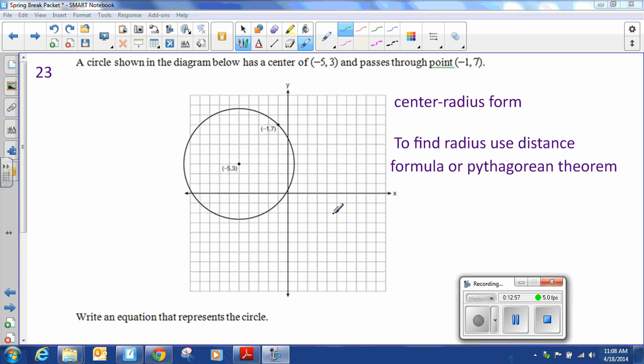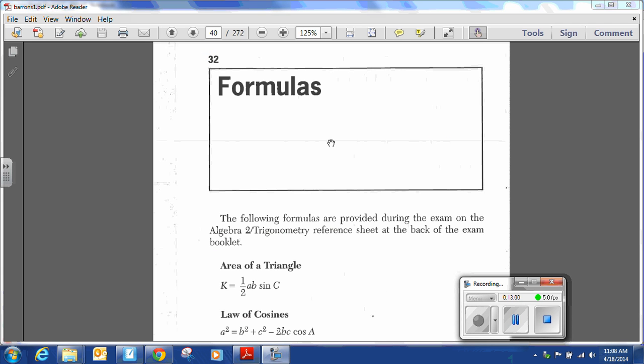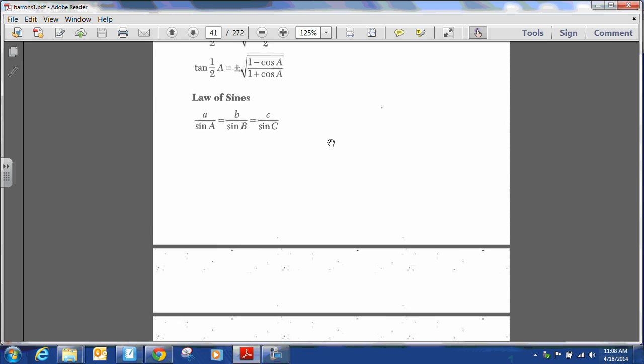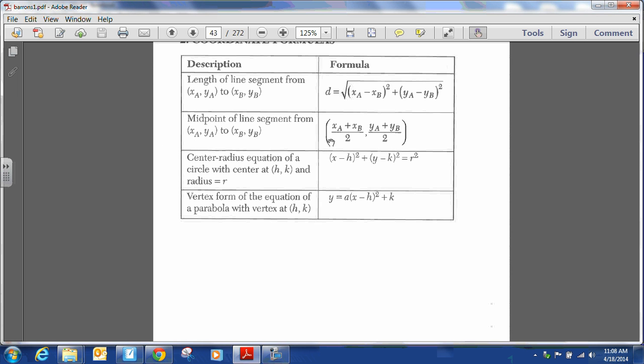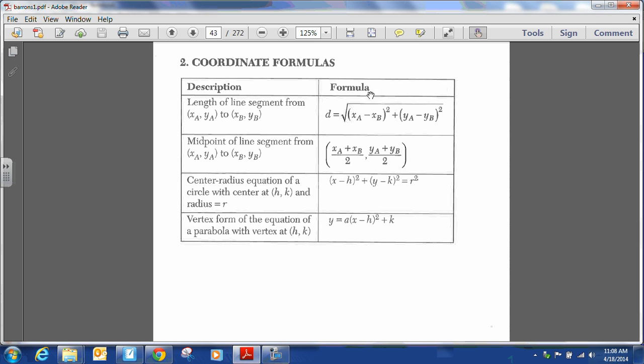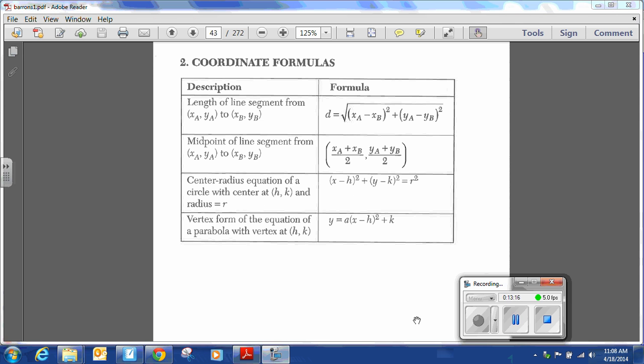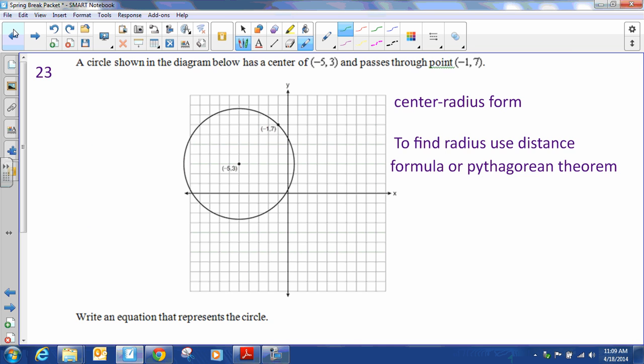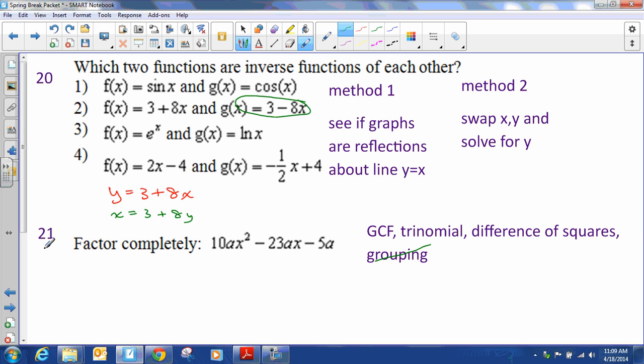So this is a perfect example of a time we need to memorize a couple of formulas. So here's the formula sheet I gave you to memorize over spring break. As you can see, here's the distance formula that you'll be using for this problem, and then also here's the center radius equation that you'll also need for this problem. Now remember, starting with number 21, these are all the open response without multiple choice, so these are worth 4 points each.